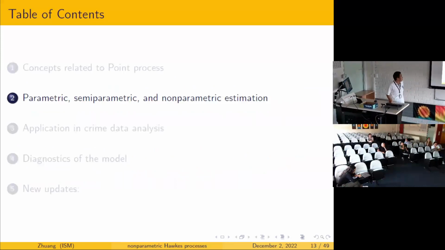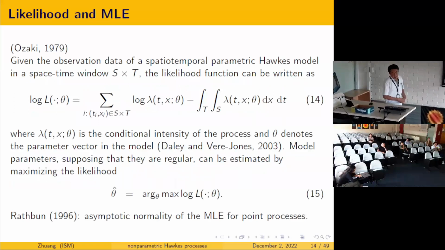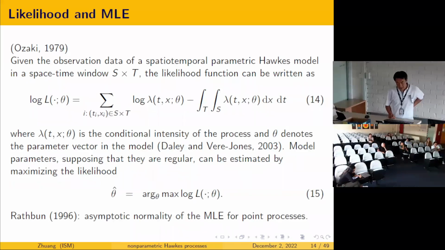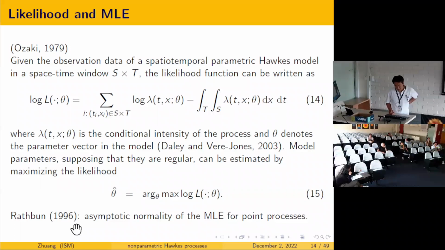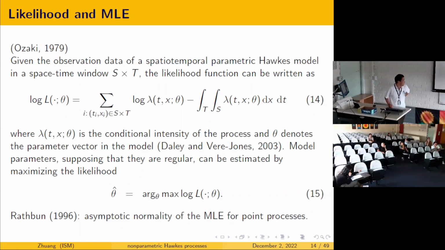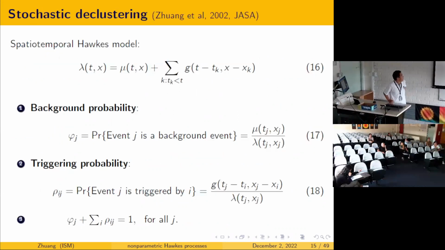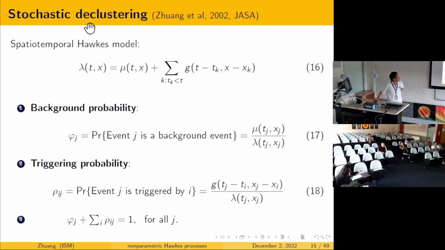So, okay, let's come to the estimation problem of the Hawkes process. The likelihood for the Hawkes process appeared in this form by Ozaki in 1979, and also Rathbun in 1996 proved the asymptotic normality of the MLE for point processes. And for the Hawkes process, we have a special technique to work with it, which we call stochastic declustering.